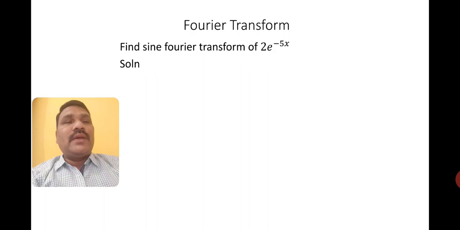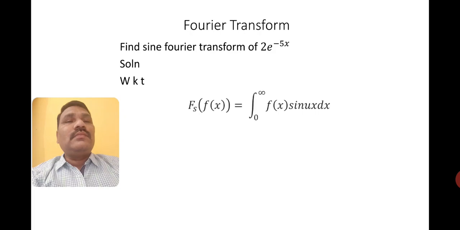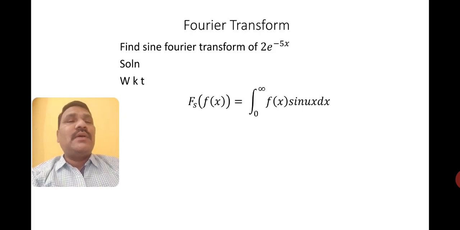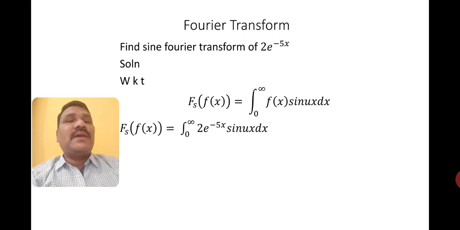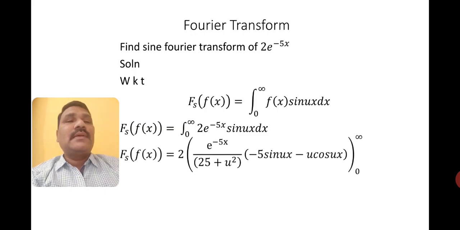Similarly, I will get the sine transform. Here you can see this formula: fs of f of x is equal to integral 0 to infinity f of x sin u x dx. In the place of f of x, I will place 2 into e to the power minus 5x sin u x dx. Now the known result I am taking: e to the power minus 5x divided by 25 plus u square into minus 5 sin u x minus u cos u x.